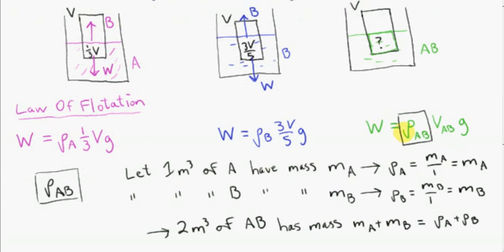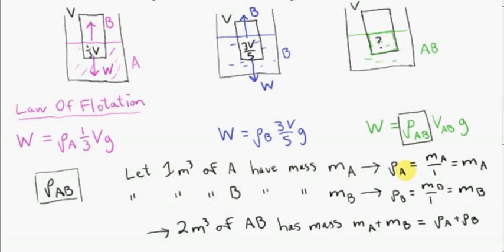Now, what we will do next is get rho AB, the density of the mixture, in terms of the density of the constituent liquids, rho A and rho B. Here is one approach. Let's take equal volumes of liquids A and B. So let's take, say, 1 meter cubed of A and 1 meter cubed of B. It's a convenient number. Let's let 1 meter cubed of liquid A have mass MA.